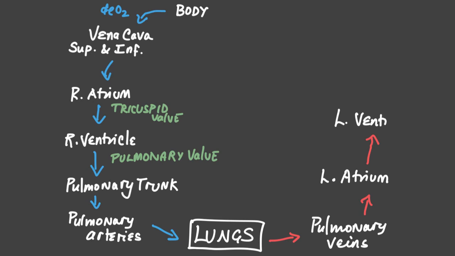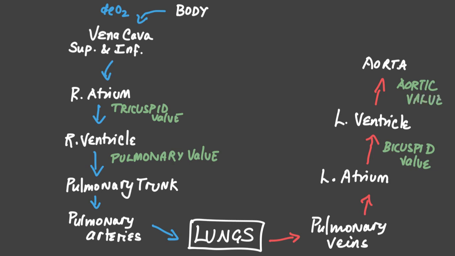From the left atrium, the blood now flows into the left ventricle via the bicuspid valve, also known as the mitral valve. From the left ventricle, the blood is then pumped into the aorta via the aortic valve. The aorta, the very large artery, takes blood to all parts of the body, and this blood is oxygenated.